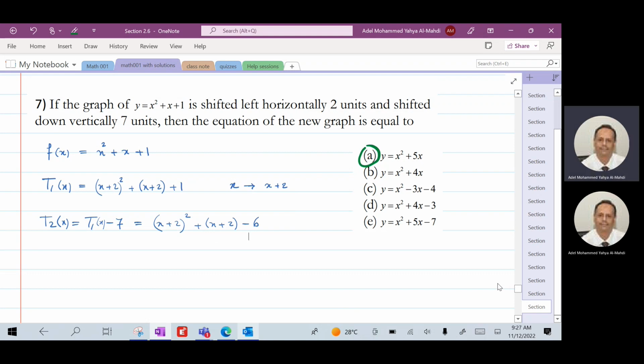Either factor this one, you can use w squared plus w minus 6, or it is better to expand directly. So it will be x squared plus 4x plus 4, plus x plus 2, minus 6, and it is going to be x squared. 4x plus x is 5x, and the numbers we have 4 plus 2, 6. 6 minus 6 is 0. So this is the new one.